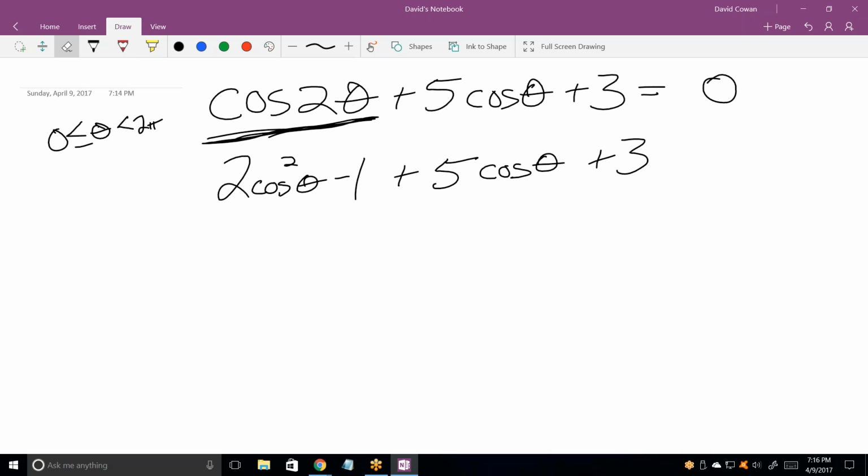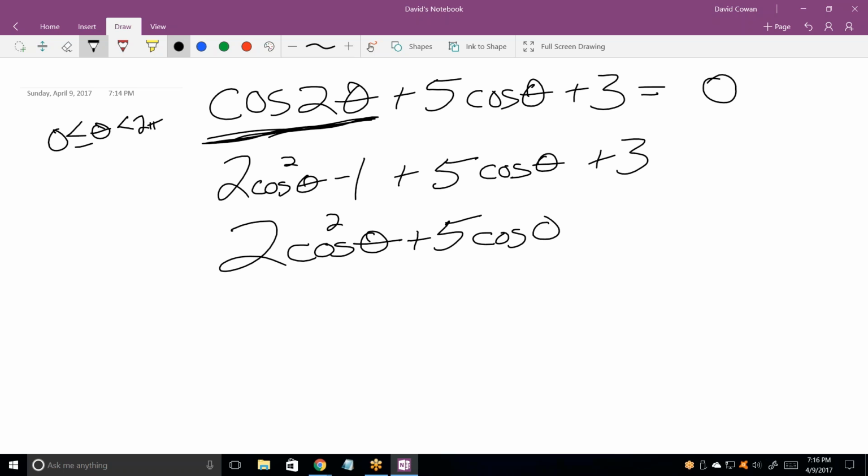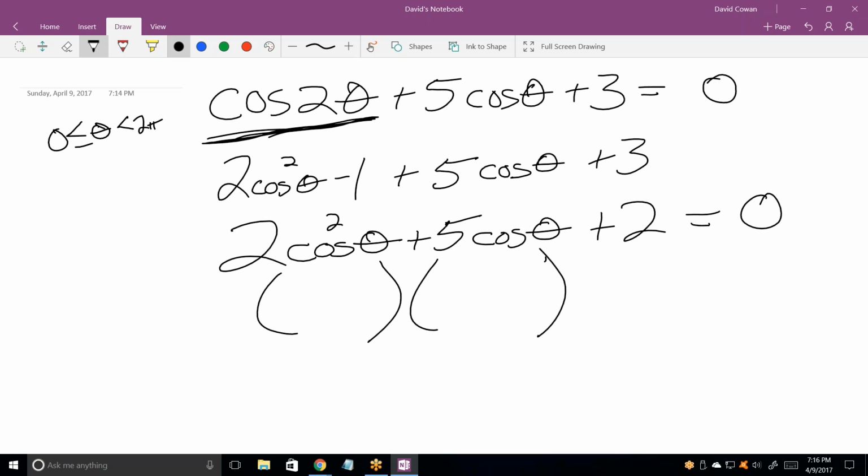Now, because I use this identity, I'm now looking at a quadratic, again, in cosine of theta. That's what that's called. It's not a quadratic in x. It's a quadratic in cosine of theta. Now, boy, there's just no excuse for them making us use the quadratic formula. This one better factor.